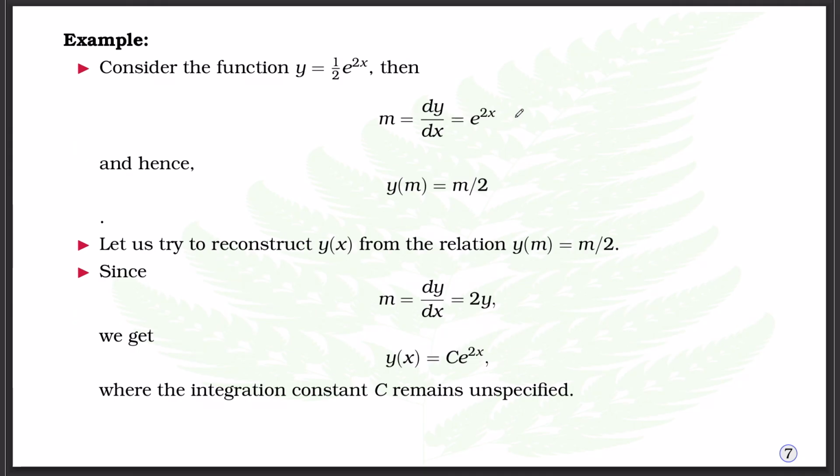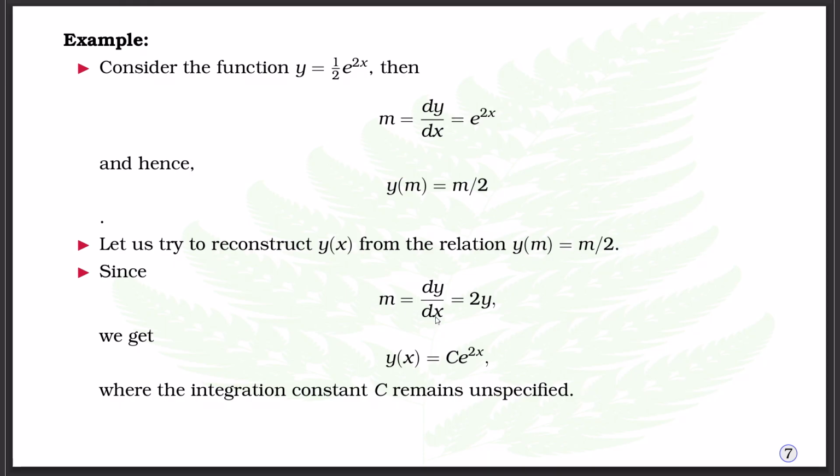For example, consider the function y equal to e^(2x)/2. The slope m equal to dy/dx, which is equal to e^(2x). Hence, y of m we can write as m/2. From these two equations we eliminate x, therefore y of m we get as m/2. Let us try to reconstruct y of x from the relation y of m equal to m/2.